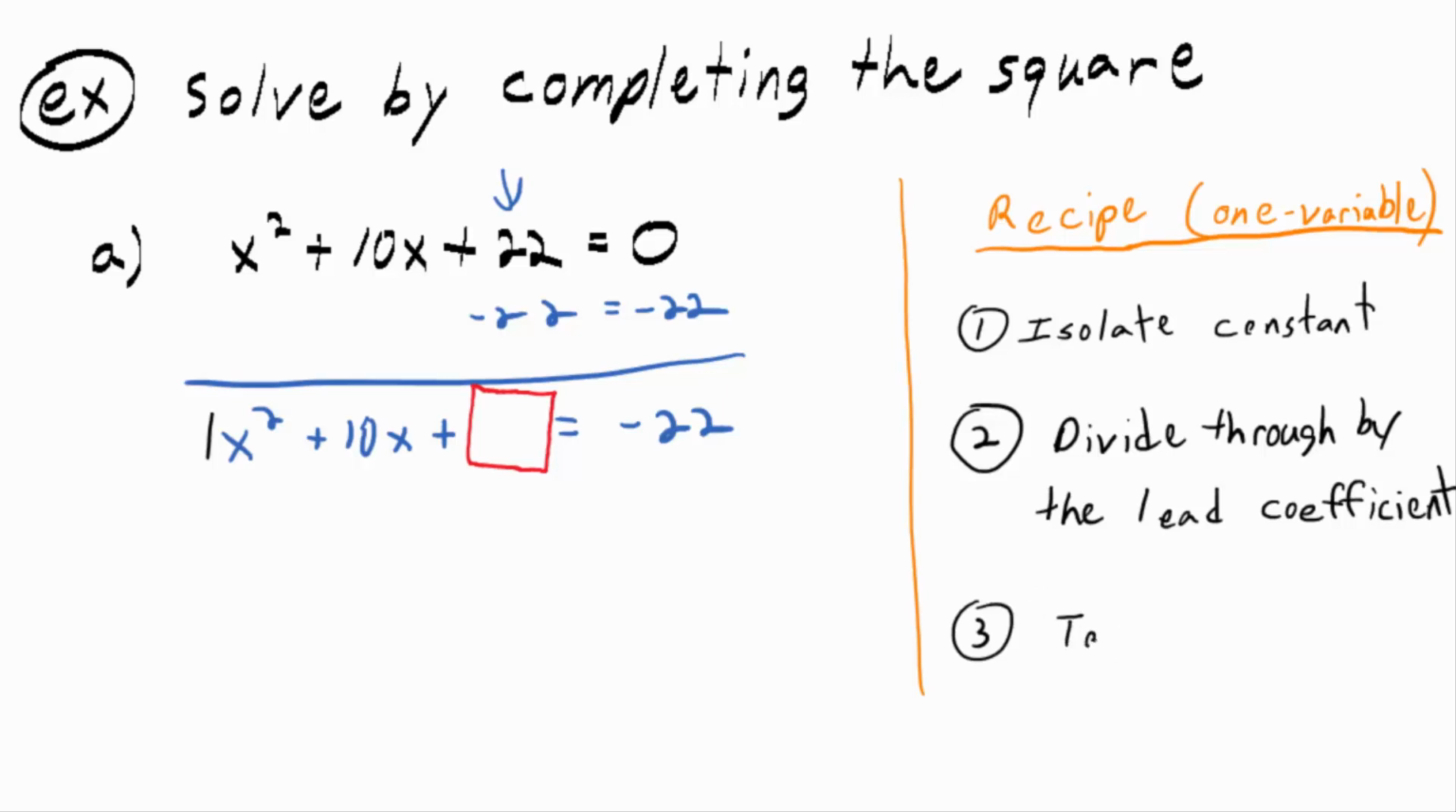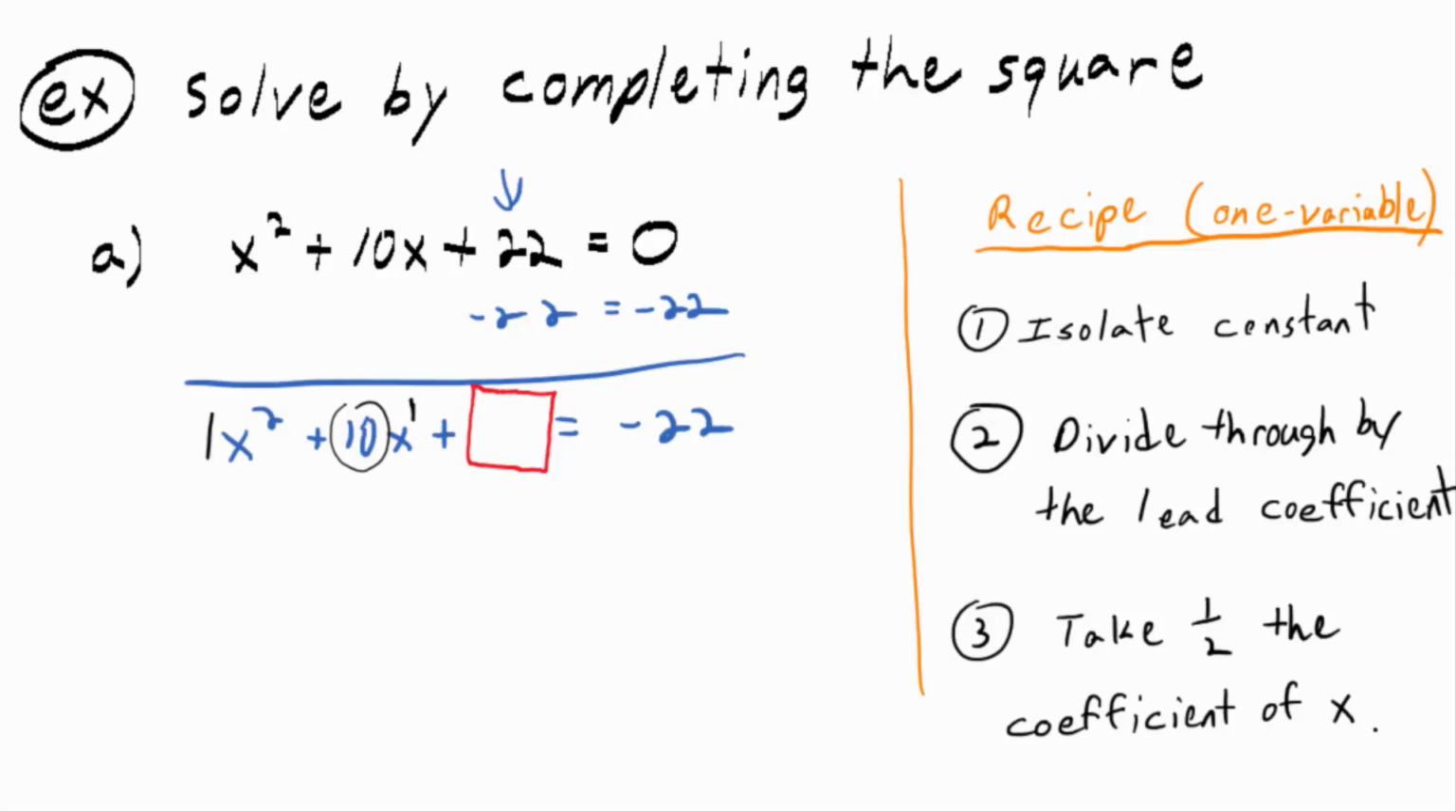Take 1/2 the coefficient of x. Now, it's not always x, but whatever the variable is to the first power, you're going to take that coefficient, in this case 10, and divide it by 2 or multiply it by 1/2, same thing. Take half the coefficient of x. That's just part of step 3.